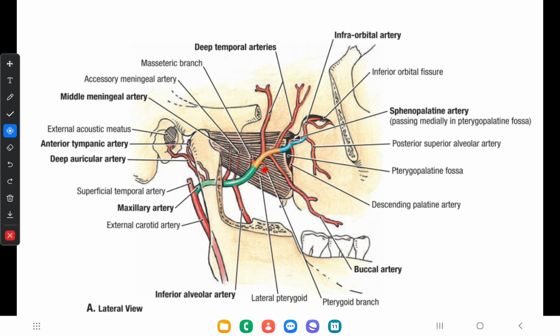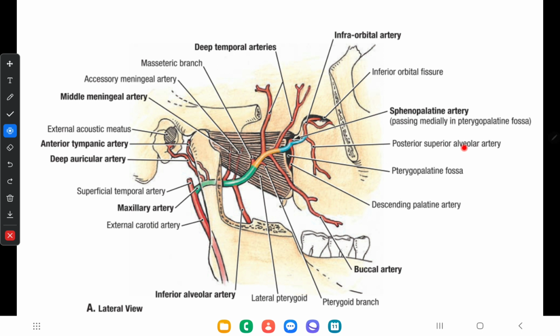So, there is a branch called the posterior superior alveolar artery. The posterior superior alveolar artery arises just as the maxillary artery enters into the pterygomaxillary fissure, and it sends branches to the upper molar teeth. As the name implies, the posterior superior alveolar artery gives blood supply to the posterior and superior part of the alveolar process. That means to the upper molar teeth.